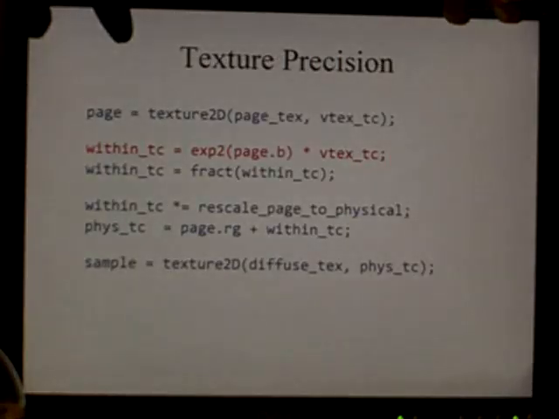Now I said I'm going to go ahead and pack some extra data into my page table, so I want to be explicit about this. I have this page entry. I'm going to store the red and the green channel as the physical page coordinate, and the blue channel is going to store my MIP level. So here I've replaced the exponent 2 of the MIP level with the exponent 2 of page.b, the blue channel.